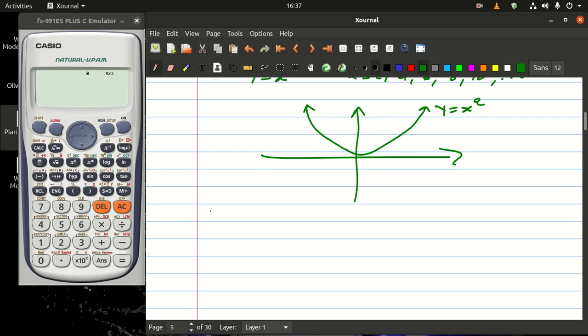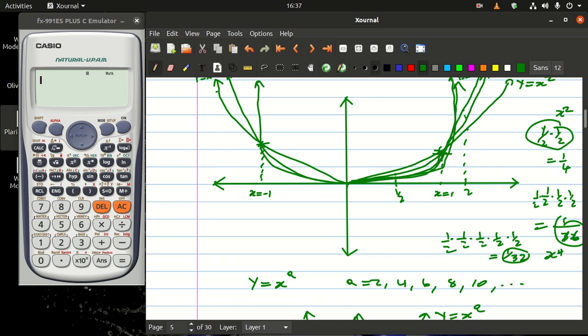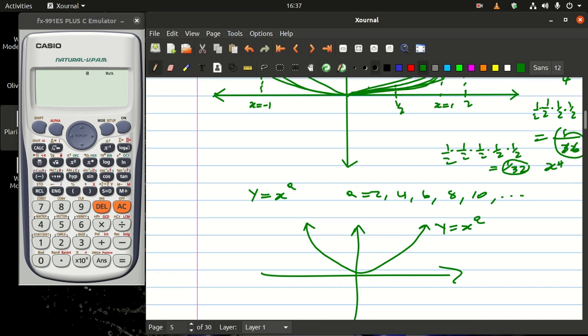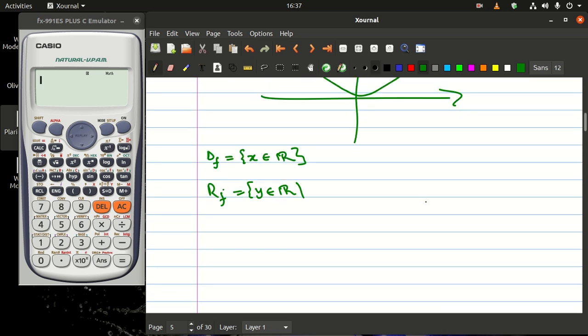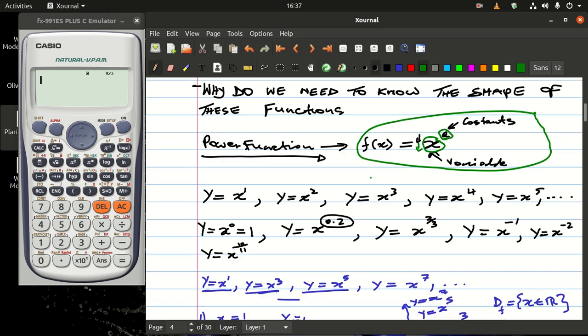Which means that when a is even, the domain is going to be x is an element of the set of real numbers. And now about the range. The range is going to be y is an element of real numbers, such that if you look, all of them start at 0 and they go upwards. So they can take any possible output that is above y is equal to 0. So y is greater than or equal to 0. That's going to be the range of these functions.